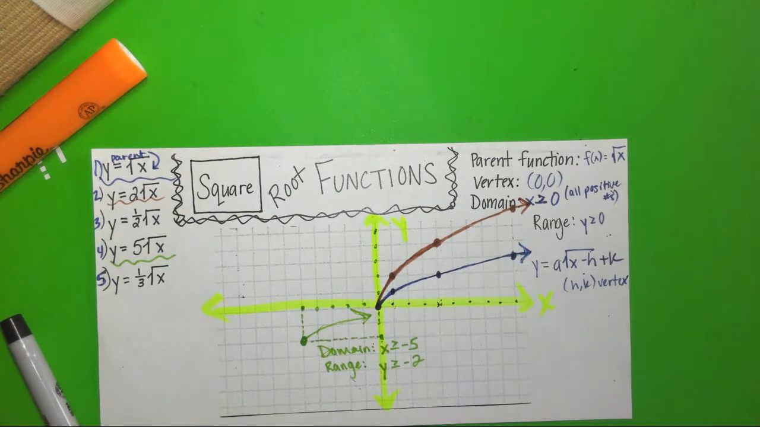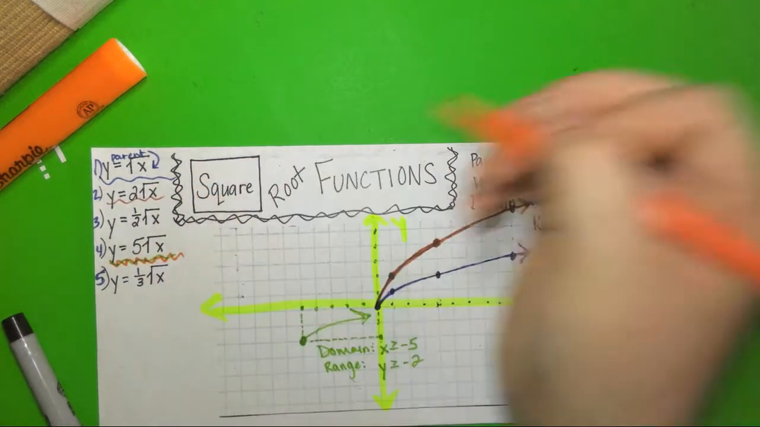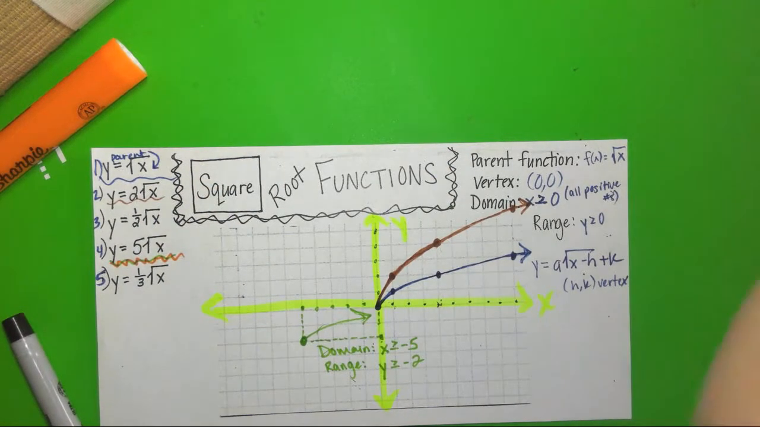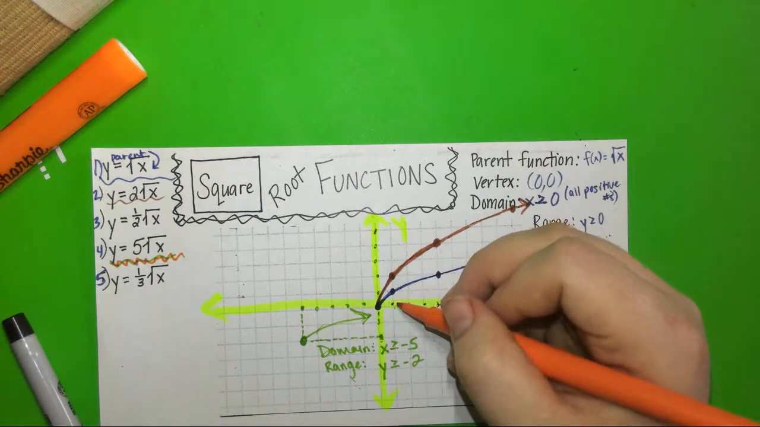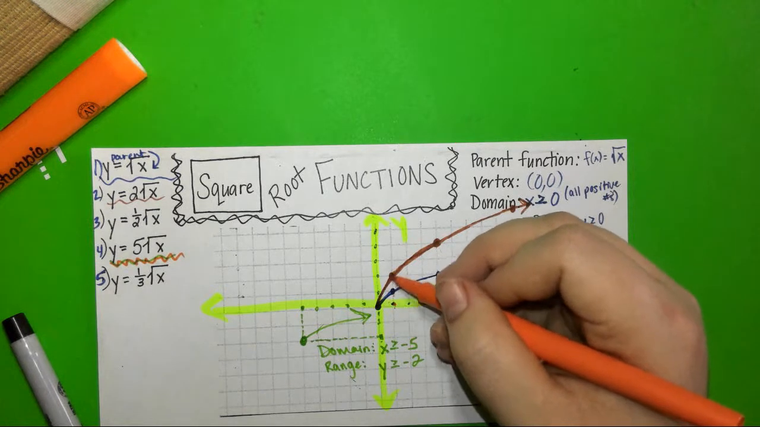So instead of going, I should not do that color. I need to use a different color. Instead of going, I'm going to use orange. Instead of going over 1 up 1, I should go over 1 up how many? Yeah, 5. Because 1 times 5 is 5. So 1, 2, 3, 4, 5.